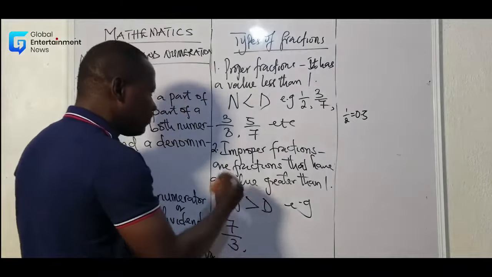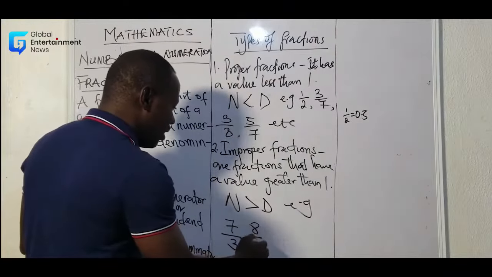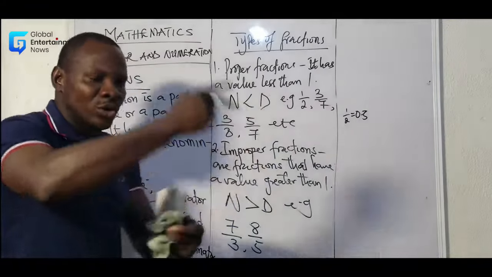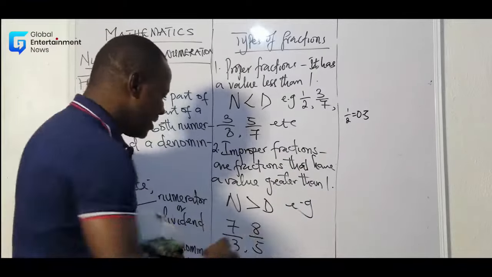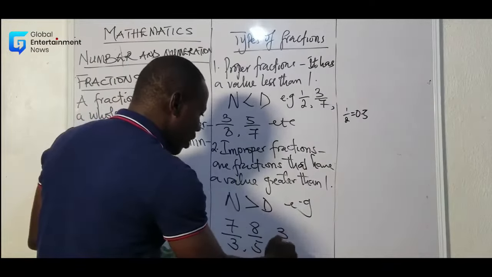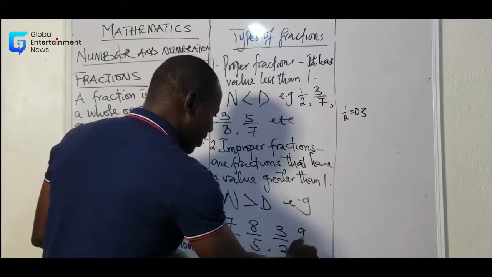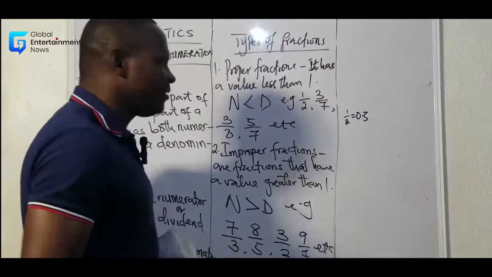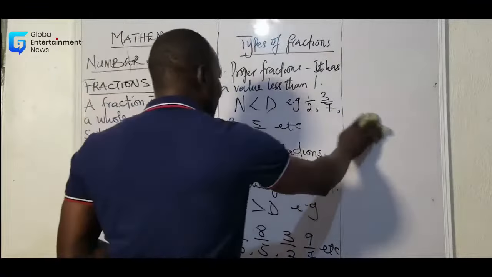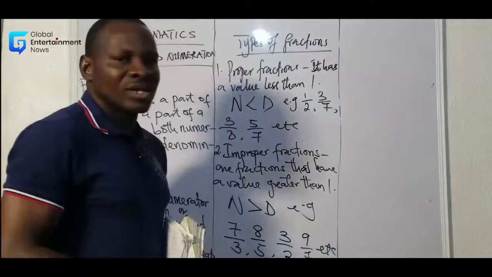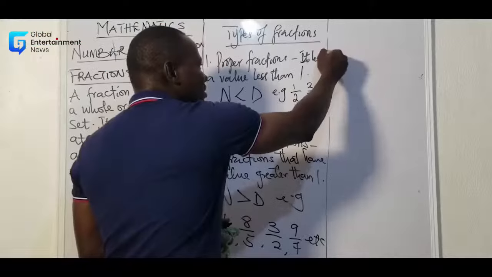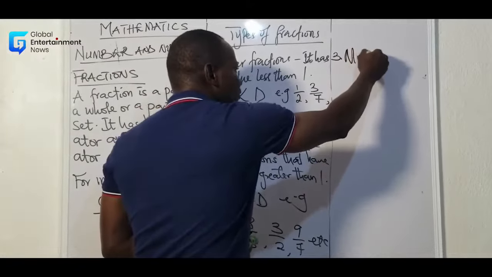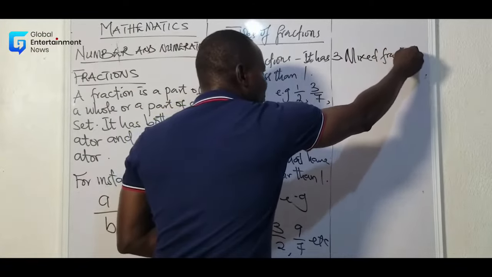Now, another example, we have 8 all over 5. That means we are turning the proper fraction upside down. Do you understand me? Another one, we have 3 all over 2. Another one, we have 9 all over 7, etc. That is the second type of improper fraction. And the third type of improper fraction is what we call mixed fractions.